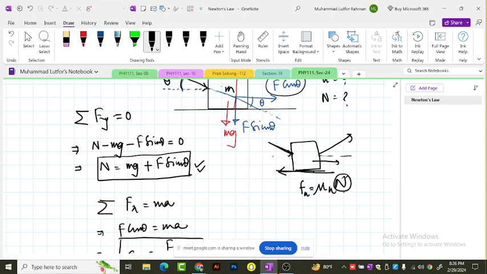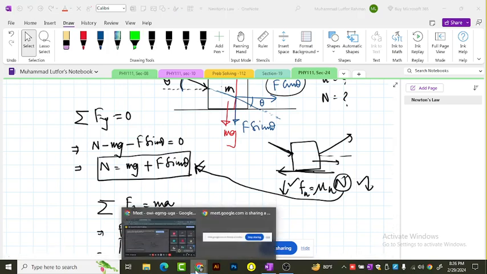This N is your normal reaction force, which is provided by the surface. If N is high, then the frictional force will be high. If the frictional force is high, then you need more energy or more force to move the system in the forward direction. Then it would be harder for you. If N is low, then the frictional force would be low. If the frictional force is low, then it would be easier for you to do the work. Sir, I get it. Thank you.